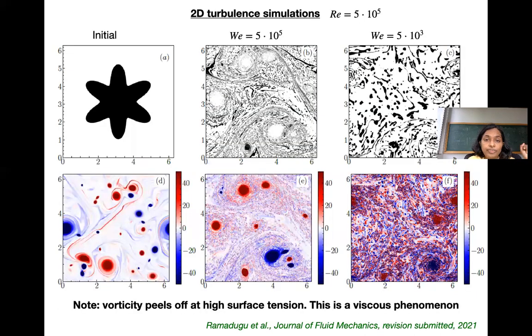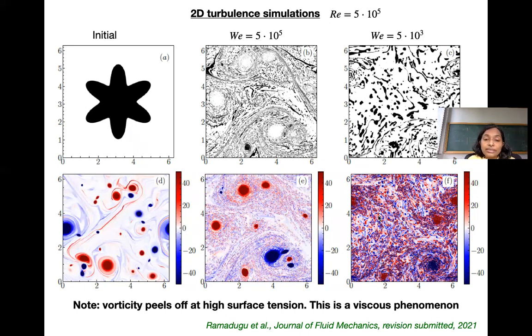So, like in fully developed turbulence, we start with an interface which is in the shape of a flower, it doesn't matter what shape it is, and this kind of initial flow. And you see that at low surface tension, you get vorticity generation along the interfaces everywhere. This is very clearly seen. At high levels of surface tension, the vorticity is all over the place and it's peeled off from the interface. So the interface is different now and the vorticity field is different.